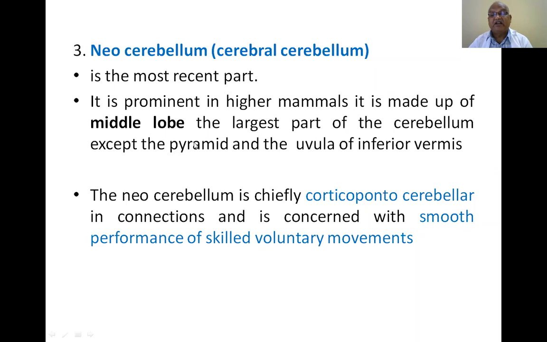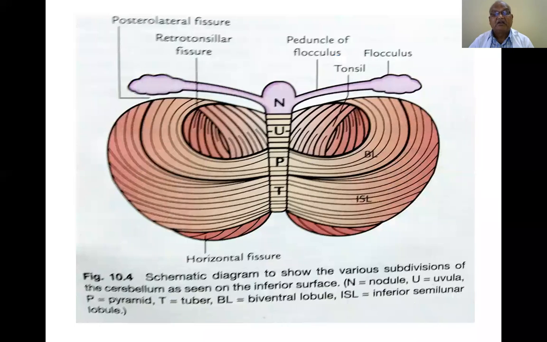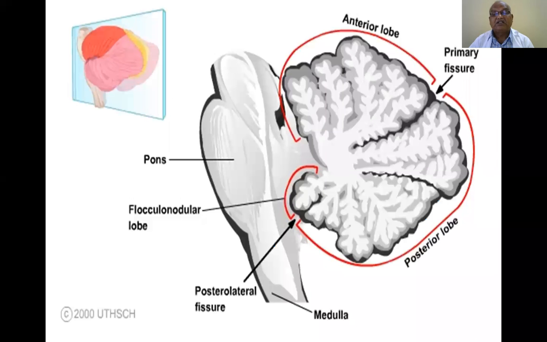So, as already said, it is made up of the middle lobe or posterior lobe. The remaining lobe is the flocculonodular lobe, the oldest part. The middle lobe or posterior lobe is the newest part. The remaining part is the anterior lobe, which is the second part, the paleocerebellum. You have to see again which part of the cerebellum belongs to archi and paleo. This is the posterior cerebellum, the neocerebellum. This is the flocculonodular lobe, the archicerebellum. This is the paleocerebellum.